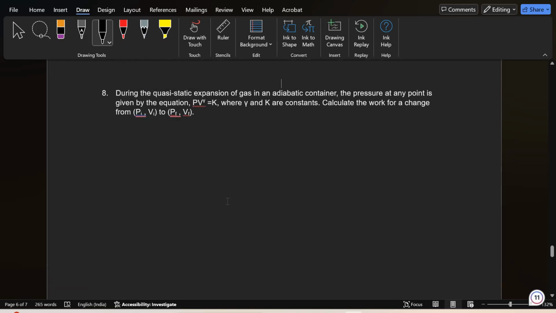Now, this is a little tricky problem, but we can still do it. So what are the things? First you read the question and tell me what you understand from it. You read the question and tell me.